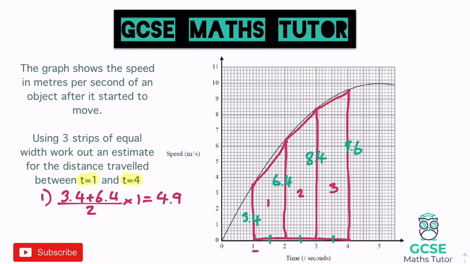Now obviously we need to get the units correct, and these are normally given to us on the axes there. So it's a speed in meters per second. So meters is going to be our unit there, meters per second. So number 2, our next trapezium, let's have a look.